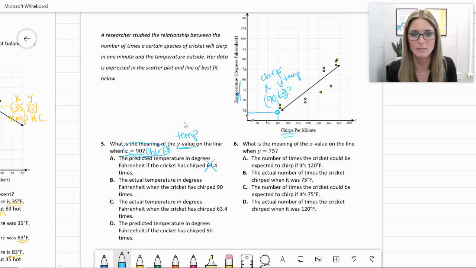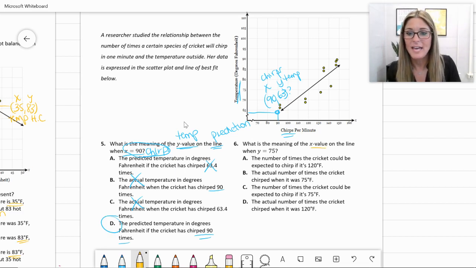B, the actual temperature in degrees Fahrenheit when the cricket chirped 90 times. Yes, but not actual. We're talking about the line of best fit. So these are predictions still, what we might expect to happen. Prediction. C, the actual temperature. Nope, not actual. We're talking about the line of best fit, picking a point along that. D, the predicted temperature, maybe, in degrees Fahrenheit if the cricket chirped 90 times. Yes, yes, yes. Answer choice D.